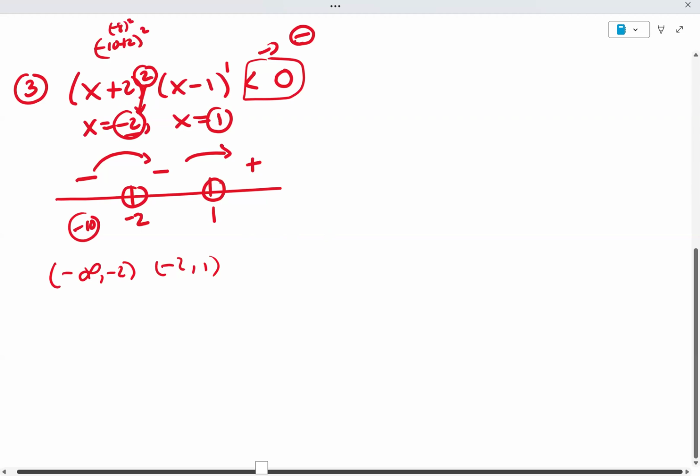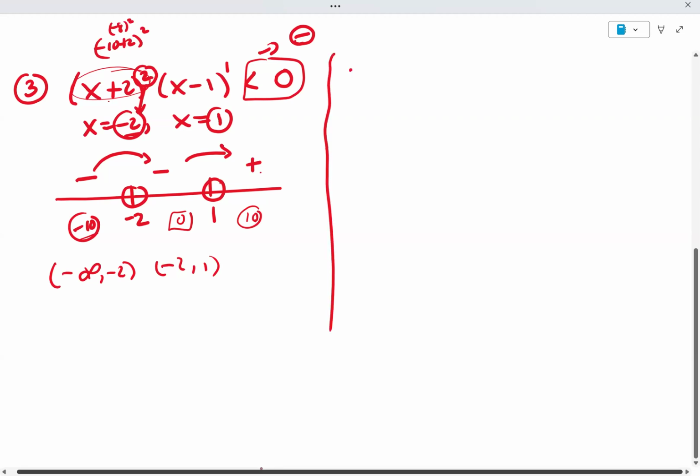If you wanted to do it the longer way, we already picked -10. We can pick 0 in the middle. I know anything squared is a positive, but 0 minus 1 is a negative, so that's a positive times a negative. And if I pick +10, I clearly get 12 squared times 9, which is a positive. So that's the longer way.